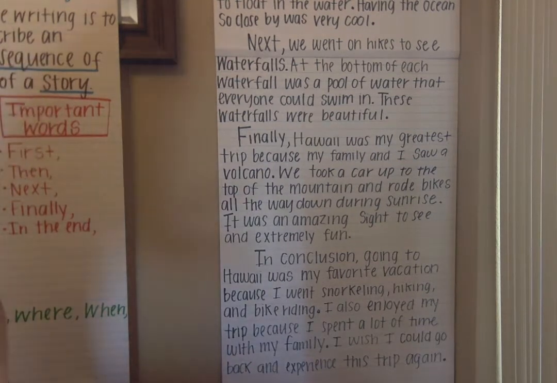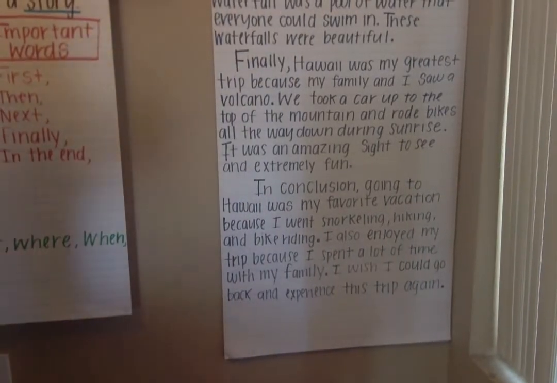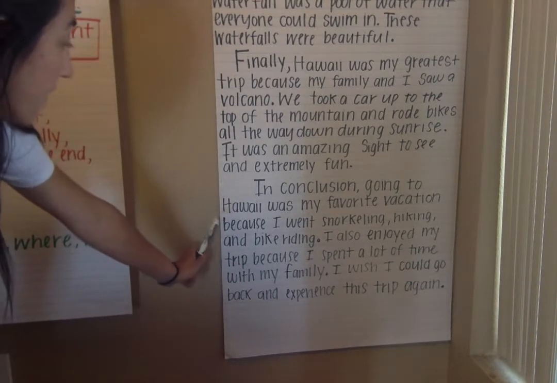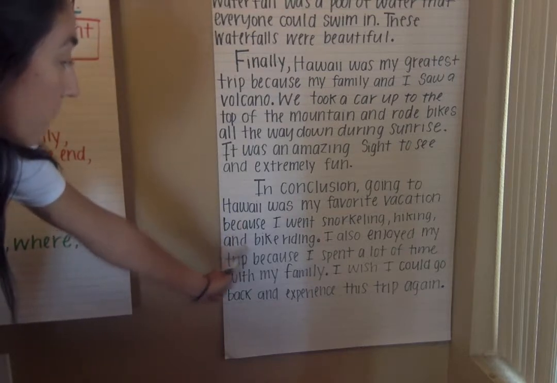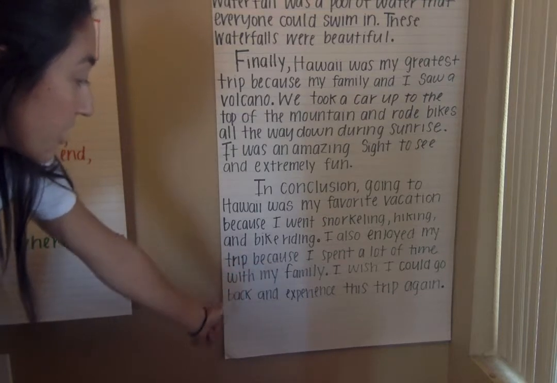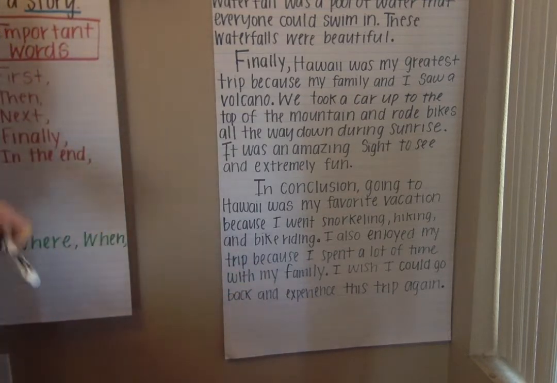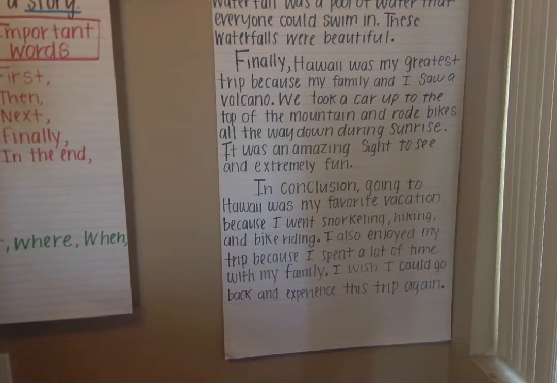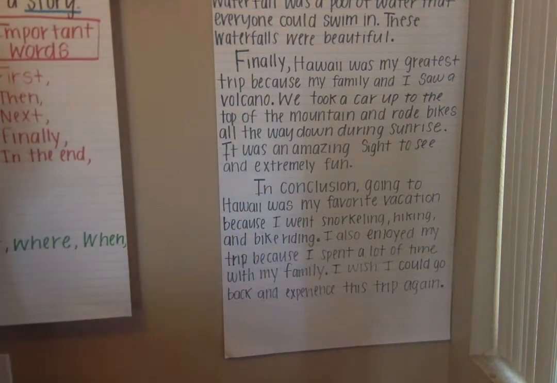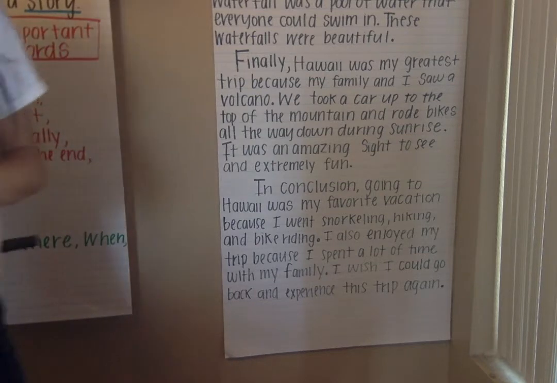and my favorite. And then I wrap everything up by saying, in conclusion, going to Hawaii was my favorite vacation because I went snorkeling, hiking, and bike riding. I also enjoyed my trip because I spent a lot of time with my family. I wish I could go back and experience this trip again. So then I end my story by giving my 3 reasons again of why I thought it was fun: snorkeling, hiking, and biking. And then I also talked about my time spent with my family and how I also enjoyed that time. And I wrapped it all up by saying that I would love to go on this trip again.